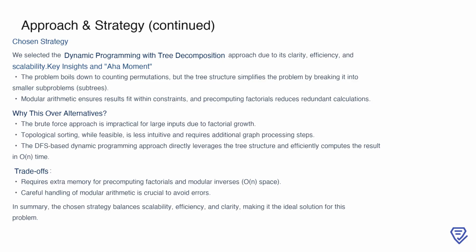In contrast, the DFS-based dynamic programming approach directly leverages the tree properties, allowing us to compute the result efficiently in O(n) time. The trade-off is the additional memory required for pre-computing factorials and modular inverses, along with the need to carefully handle modular arithmetic to avoid errors. Overall, this strategy provides the best combination of scalability, efficiency, and clarity, making it the ideal solution for this problem.